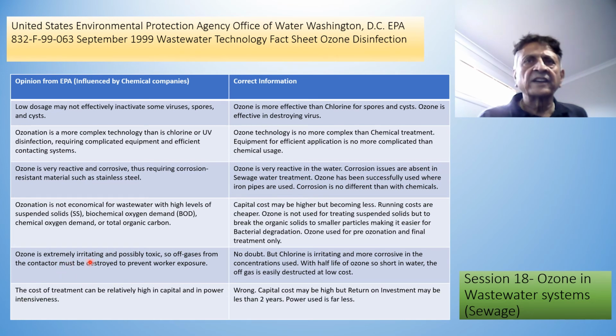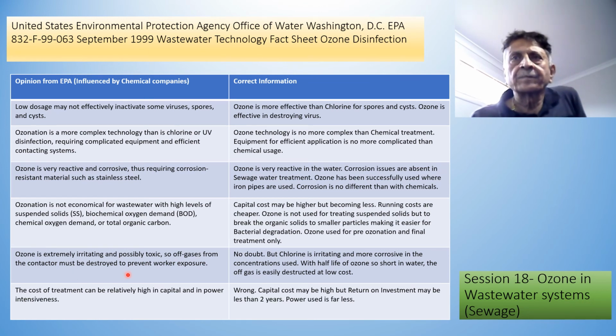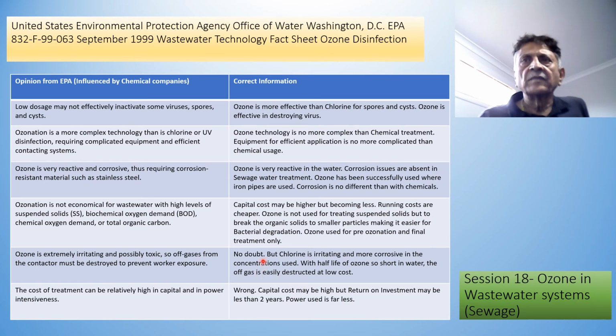Ozone is extremely irritating and possibly toxic, so off gases from contractors must be destroyed to prevent worker exposure. No doubt, it is irritating, and they say possibly toxic. Even the EPA is not sure whether it is toxic or not. The chlorine coming out of gases is more dangerous than the ozone.